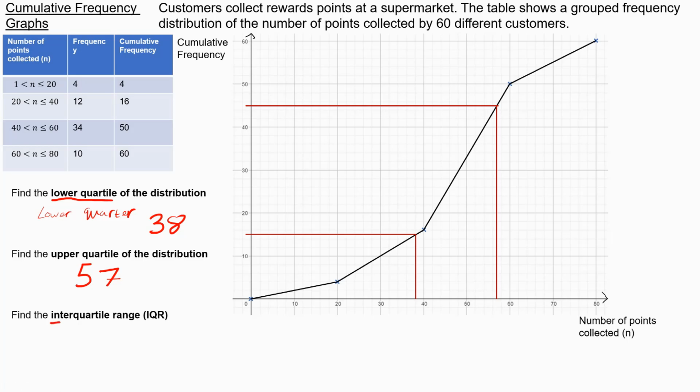The interquartile range is a measure of spread. It tells us how spread out the data is and isn't as affected by extreme values as the regular range. To work out the interquartile range, we just do the upper quartile, take away the lower quartile. So here, that's 57, take away 38, which gives us 19. So the interquartile range is 19 points. And what this means, by the way, is that 50% of the customers approximately collected within 19 points.